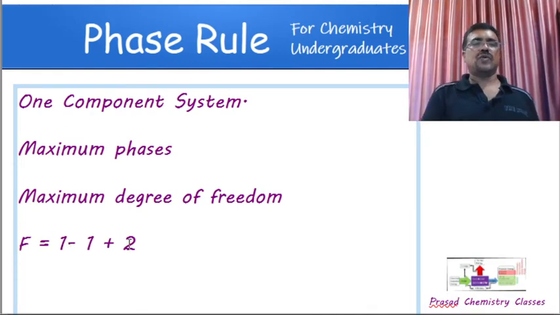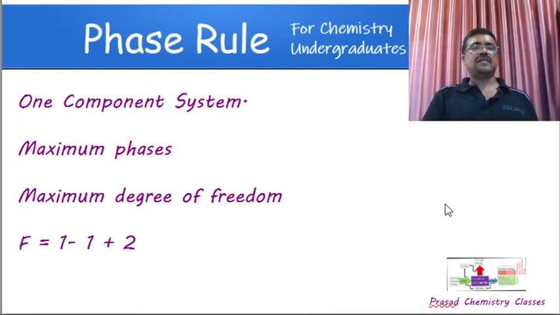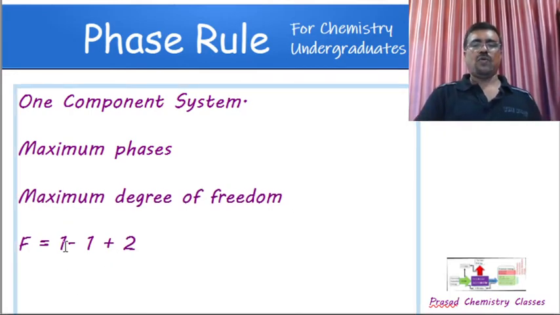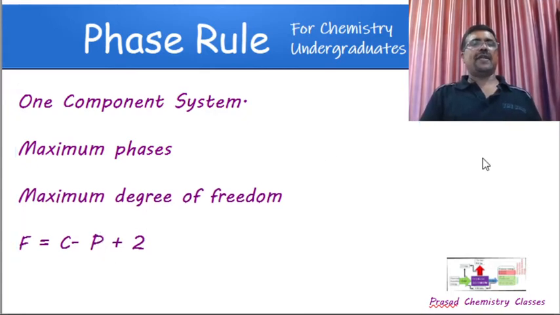Component is also equal to 1. Then what do you get? Degree of freedom is 1 minus 1 plus 2, which is 2. So in a one component system, the maximum degree of freedom is equal to 2. We can know that from this expression. The maximum number of phases that can coexist is 3, and the maximum degree of freedom it can have is 2. That is the case of a one component system.